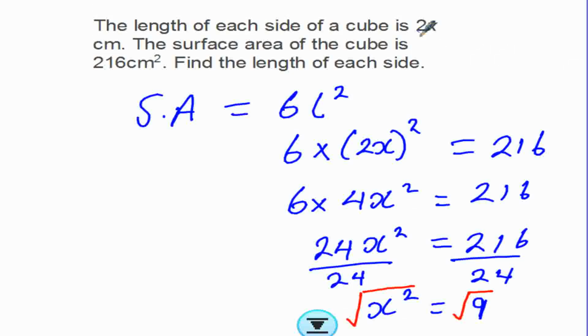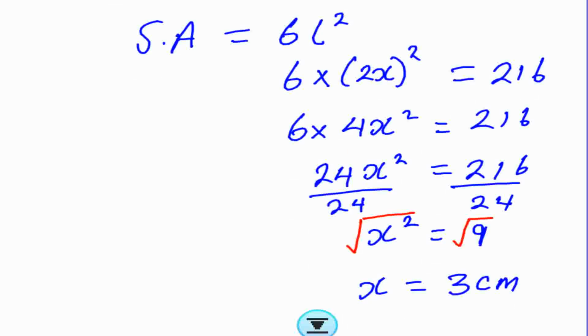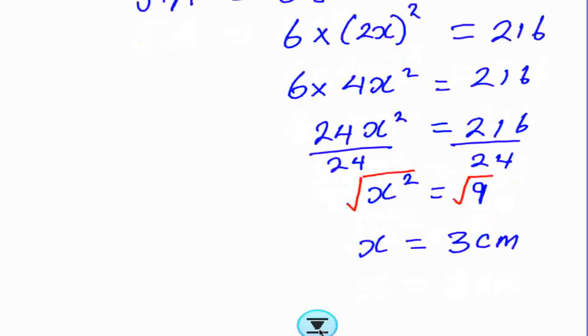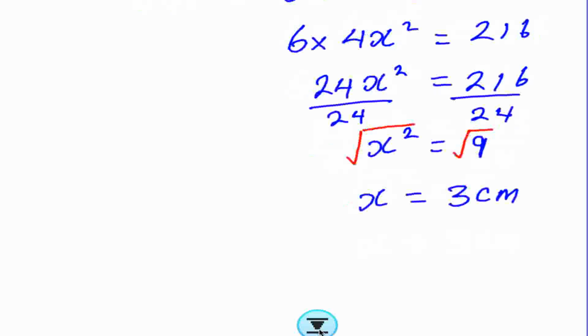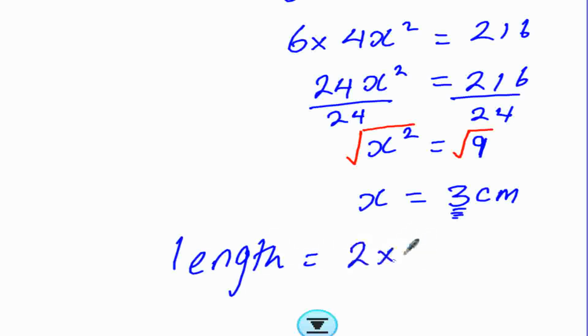Remember, they told us the length of each side is 2x, and they asked for the length of each side at the end. We have to multiply this answer by 2. So the length is equal to 2 times 3, which is equal to 6. So this 6 centimeters is the answer to our question.